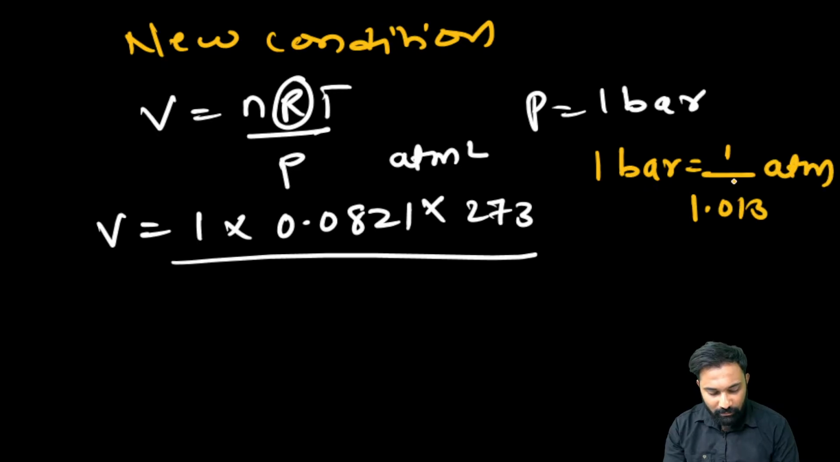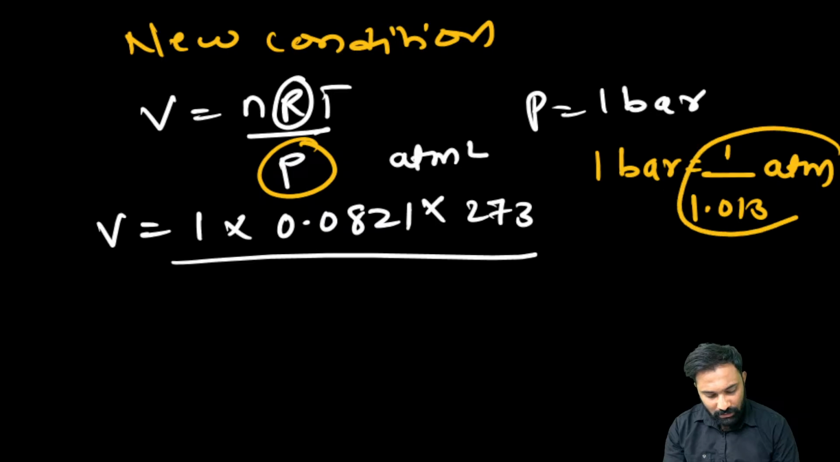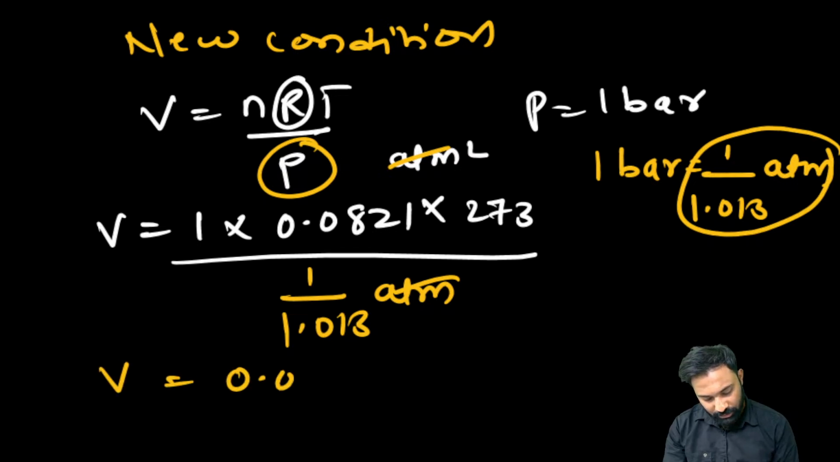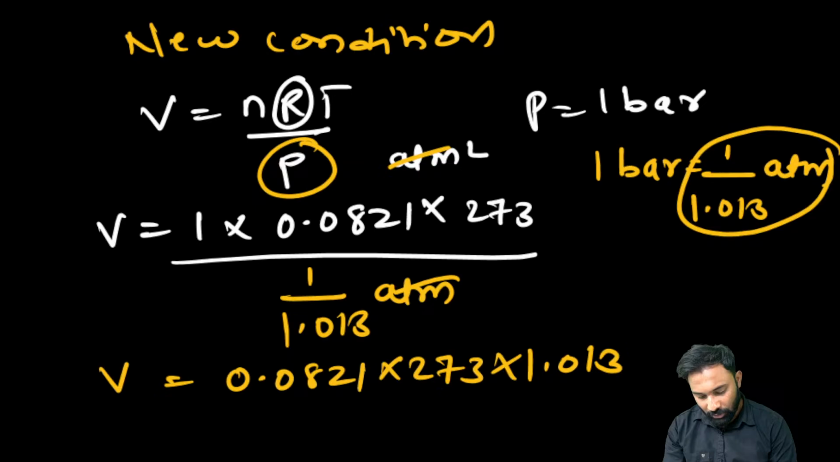Just substitute this 1 by 1.013 atm for the pressure. Now this atm will be cancelled, right? Then this 1.013 which is in the denominator will go to the numerator. V is equal to 0.0821 into 273 into 1.013. If you multiply, now how much will you get?